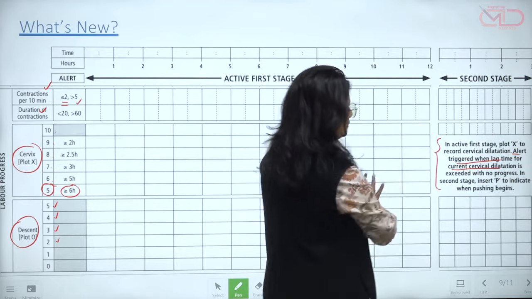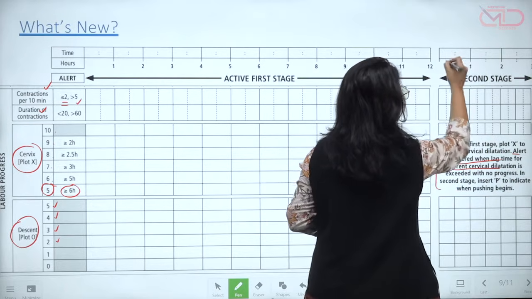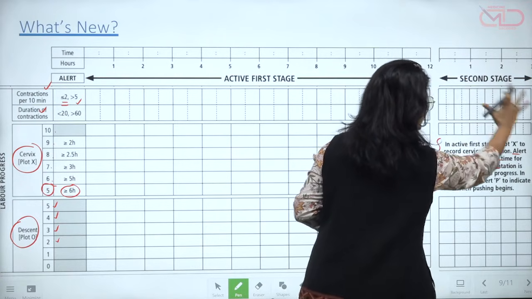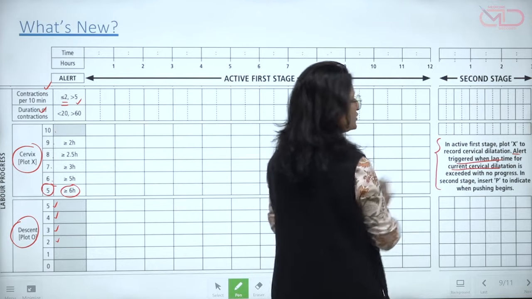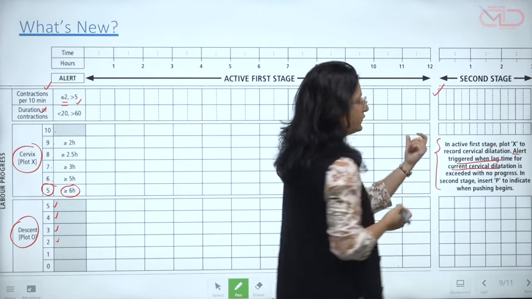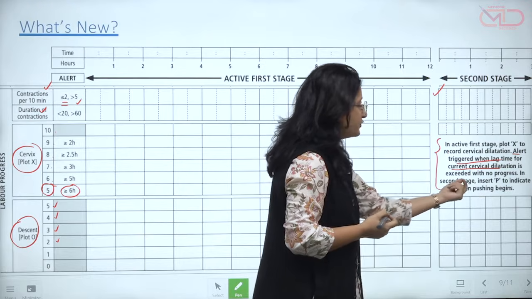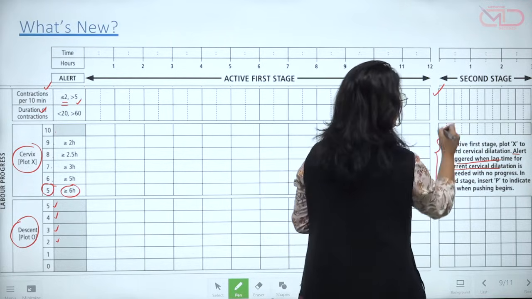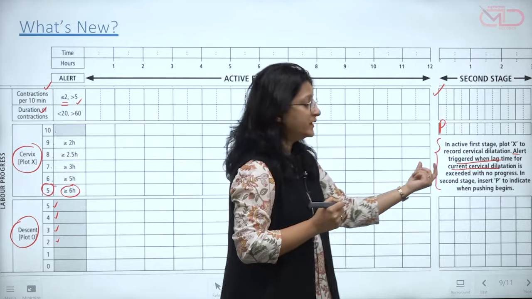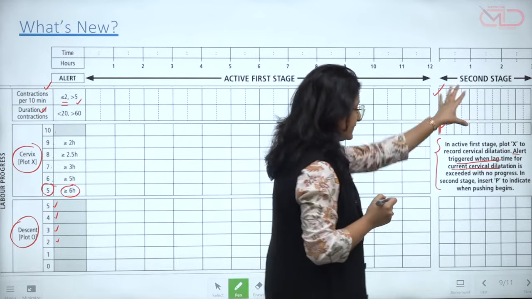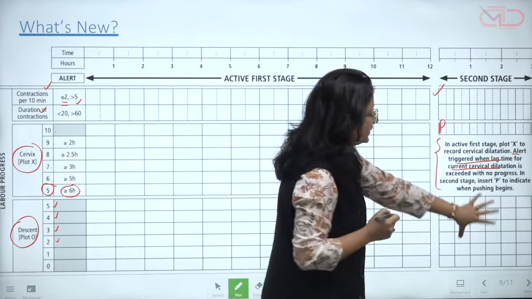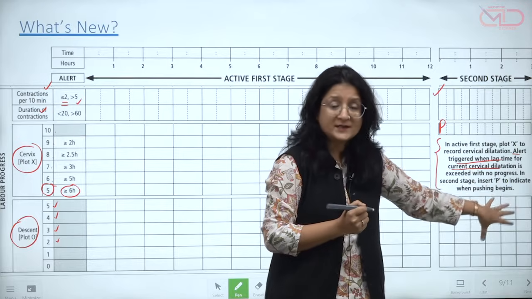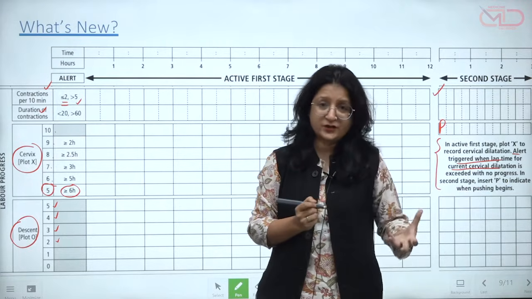And now if you come to this side of the graph, there is time-based plotting. We've been given 3 hours of second stage plotting here as well. So again, we are noting the contractions on the upper part of the graph. In the lower part of the graph, you have to insert P to indicate when the pushing begins. So at any point in time when the woman starts pushing, P has to be noted, and you can see here that in the second stage, descent is being plotted still. So yes, the second stage monitoring has been intensified in this next generation partograph.